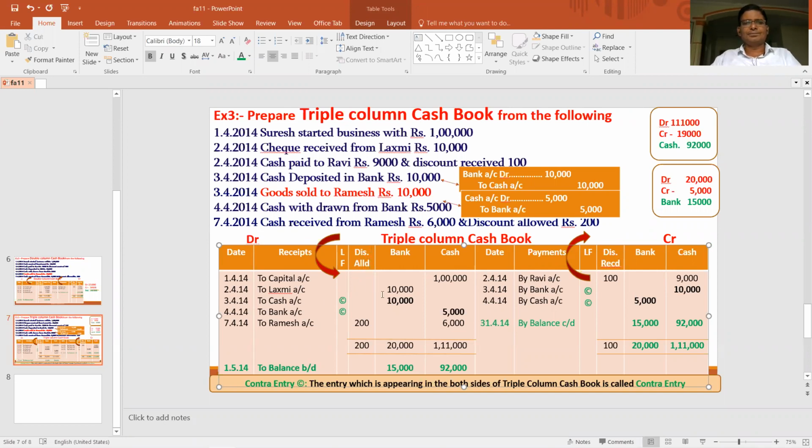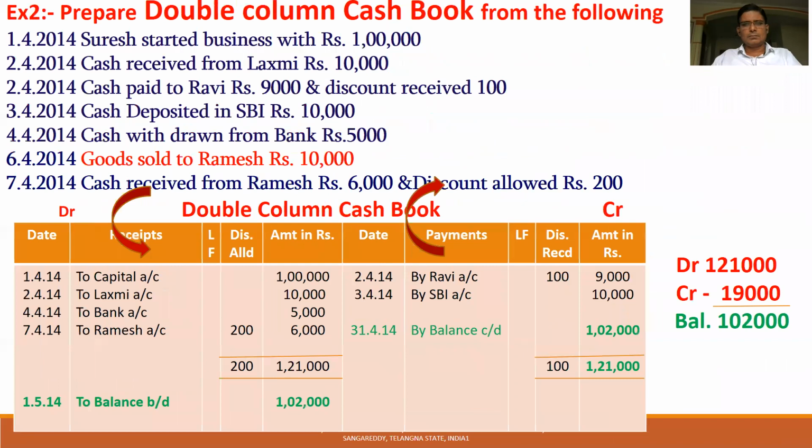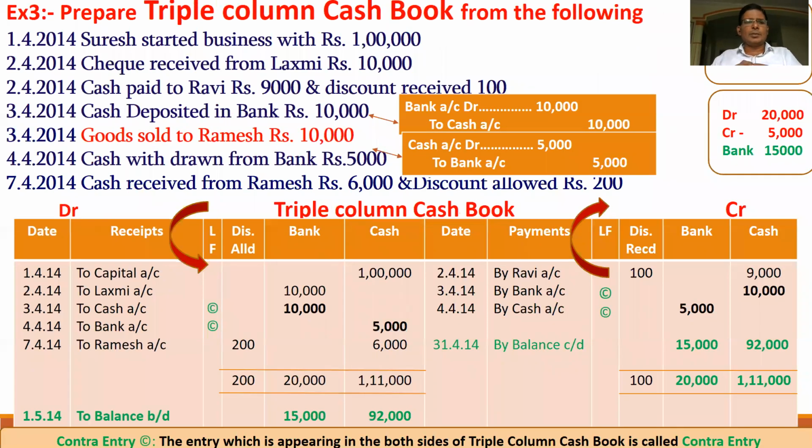Discount allowed column on the debit side, discount received column on the credit side. So what is the triple column cash book? There are three columns. This is also called the three column cash book. One is the discount column, one is the bank column, one is the cash column. One discount column, two bank column, three cash. That's why it's called the triple column cash book. The three columns will appear on both sides, the debit side and the credit side of the triple column cash book.